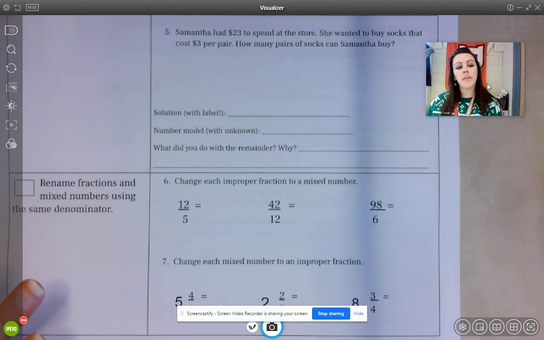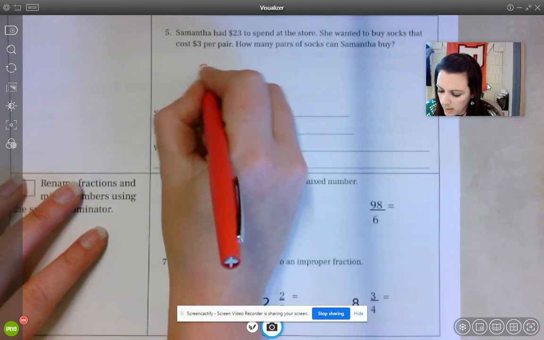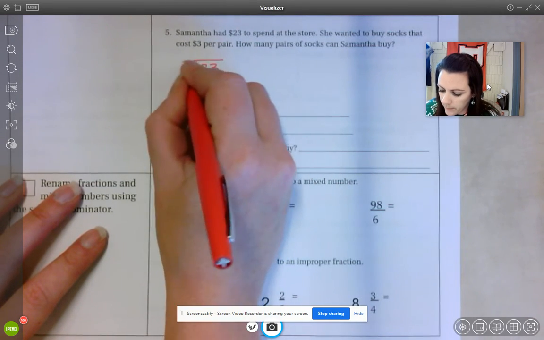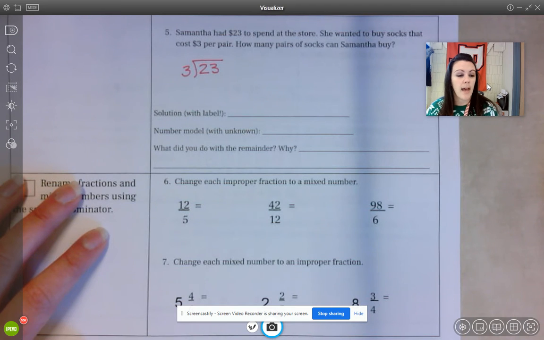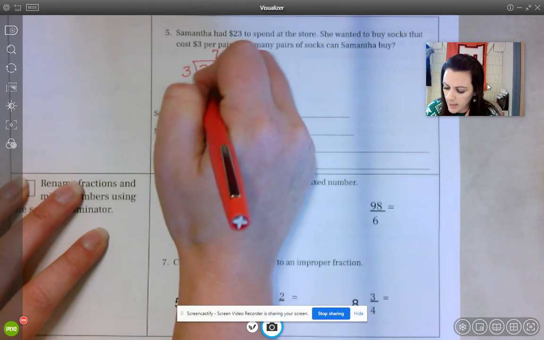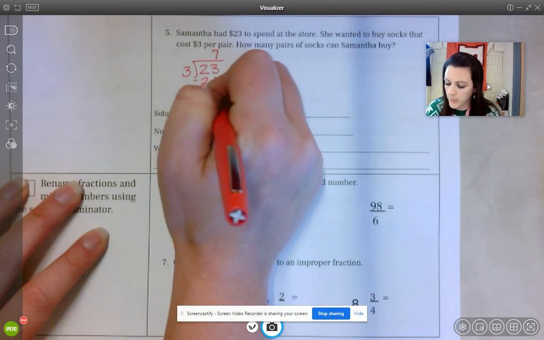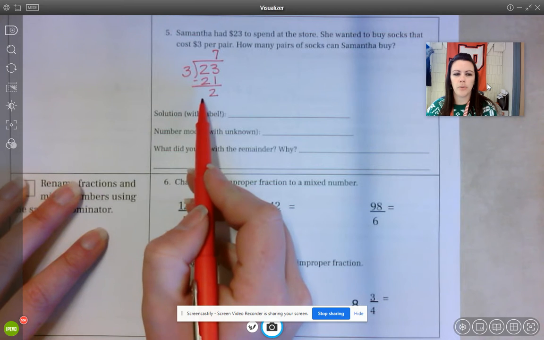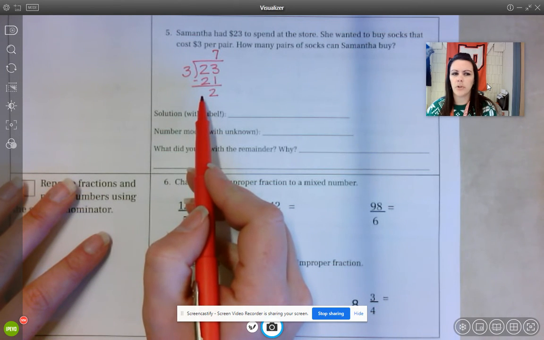All right, so let's start with our division. I have money, and I know the total cost. So I'm going to take that $23 that I have and divide it up into groups of 3. Again, this feels like mental math. How many times does 3 go into 23? It goes in 7 times. 3 times 7 is 21, and I'm left with 2. What is that 2? Is it 2 Samantha's, 2 stores, $2, 2 socks?